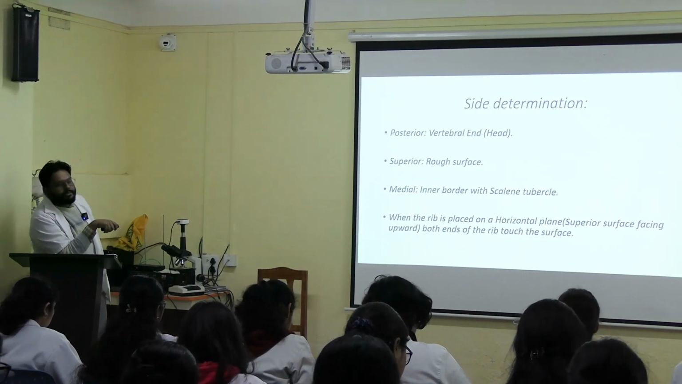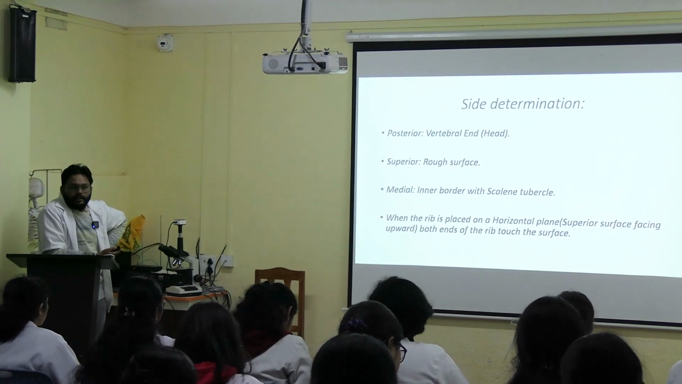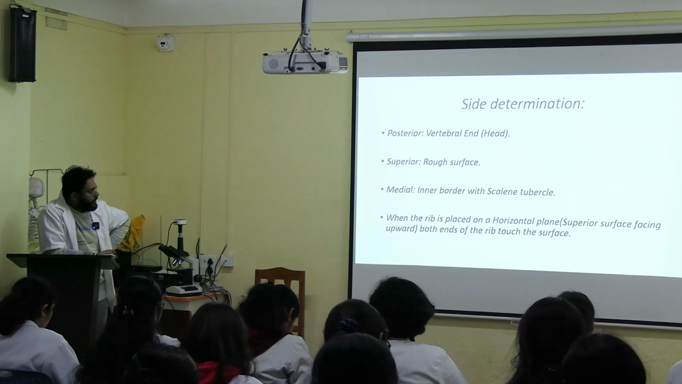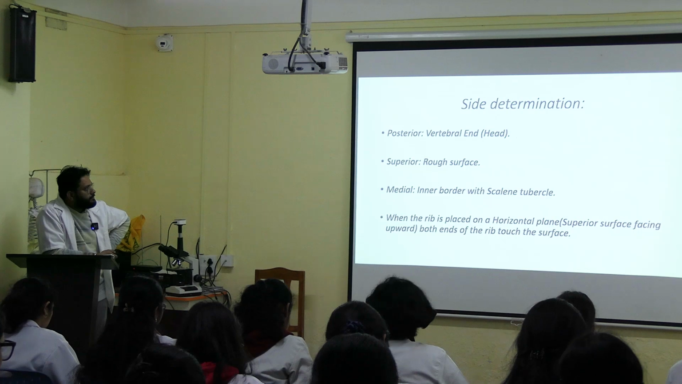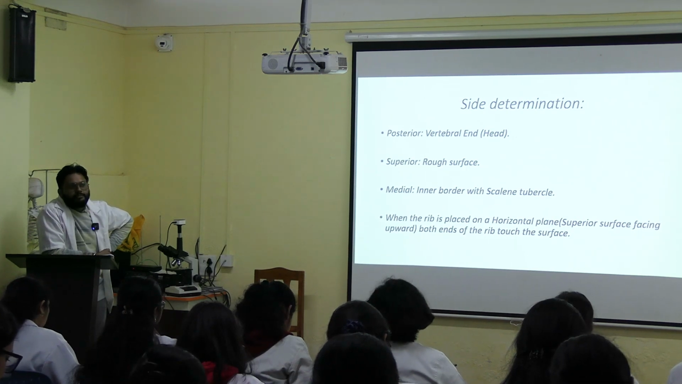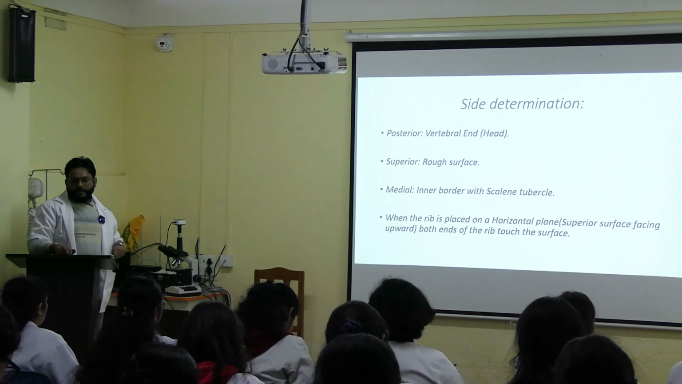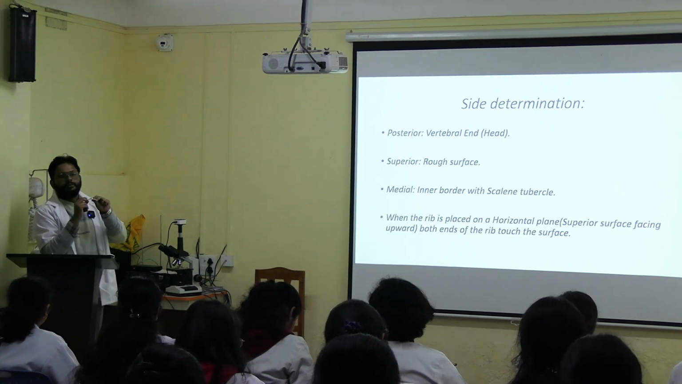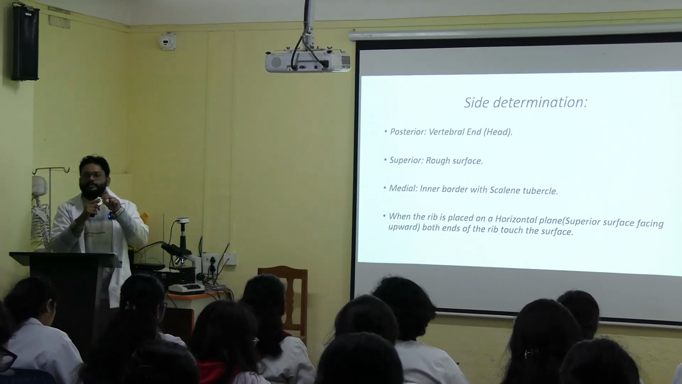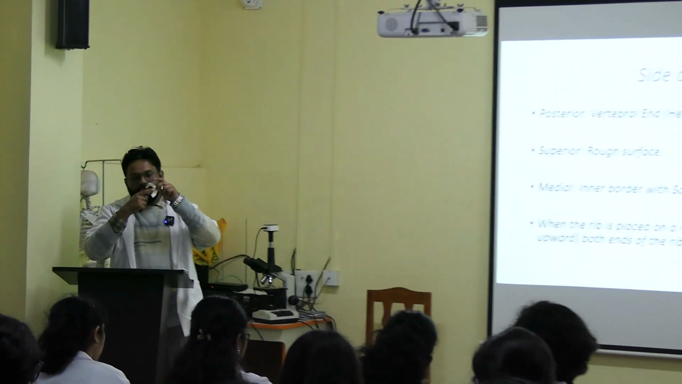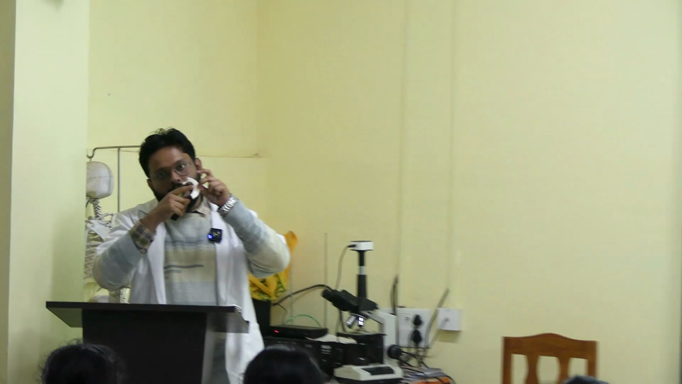Costal cartilage. The superior surface is the rough surface. It has grooves, right? And the inferior surface is smooth. What is there in the medial border? In the inner border there is the scalene tubercle in between both these grooves. Okay, so this one is the scalene tubercle. These are the grooves. So this is the inner border, right? This is the inner border.